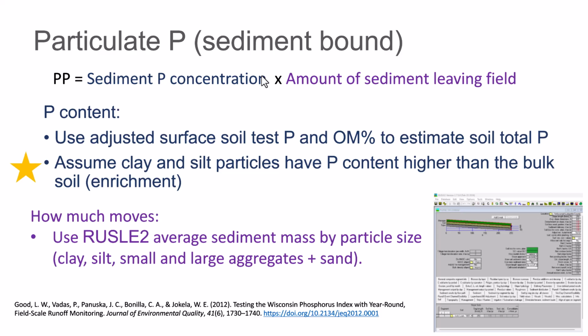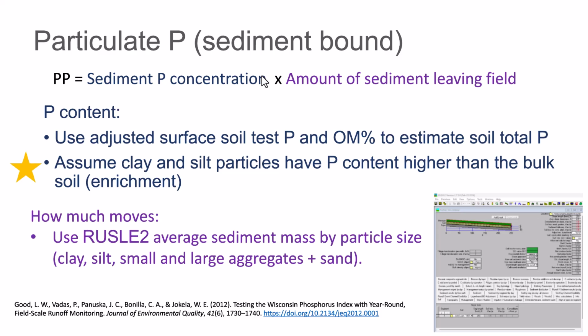Now, for the first piece, which is the phosphorus concentration or content, we are calculating in the phosphorus index an adjusted surface soil test P and organic matter, and we use that to estimate soil total P. So we can take information from your soil test and from the organic matter and estimate what is the soil total P that we have.